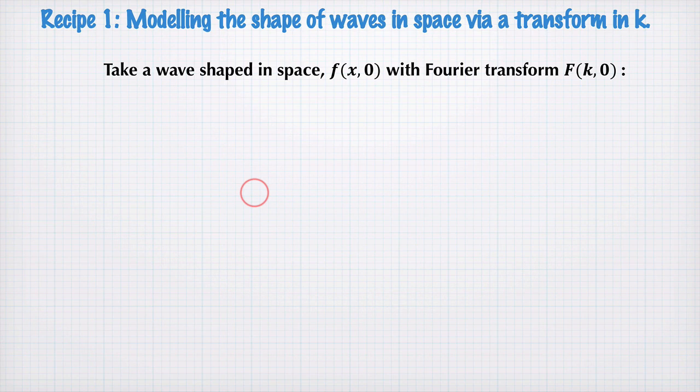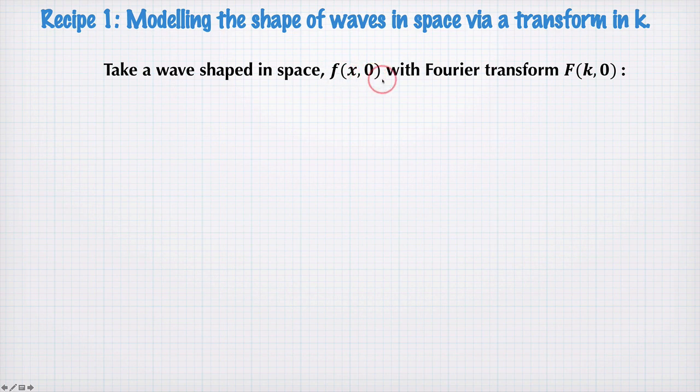Now, before we go on to treat the Gaussian pulse with dispersion, I want to step back and just look at the recipe we're going to use. In fact, it's the recipe we've been developing up to this point. The starting point is the shape of the wave at time equal to 0.